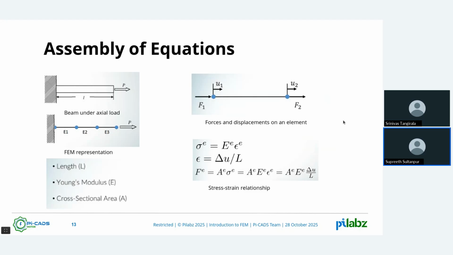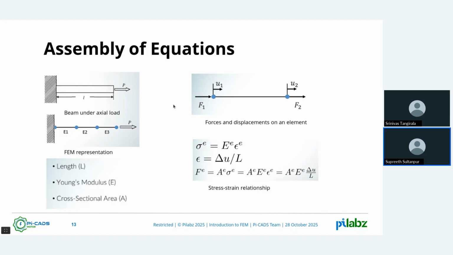For understanding assembly, just consider a simple problem where you have a beam fixed at one end and it is under axial force. The P we have shown here is the axial force acting on the right side of the beam. The way this beam is represented is also shown here, where we have broken down the beam into 4 nodes, which translates to 3 edges.